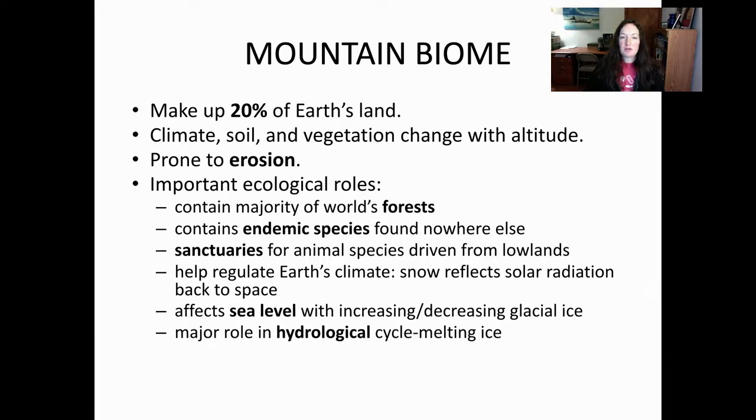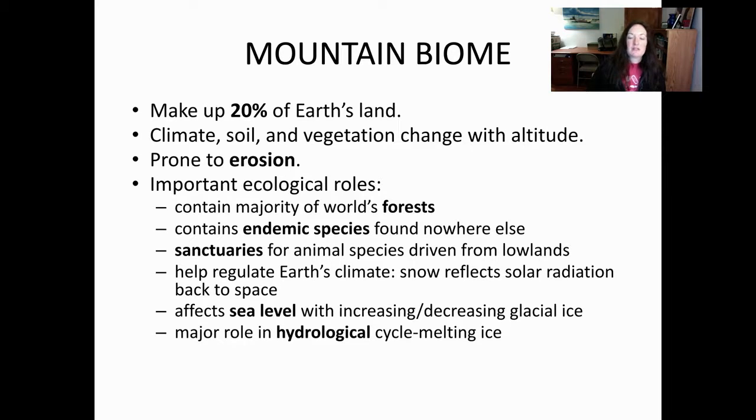There are also endemic species, which are just species that you don't find anywhere else in the world. You find them only in a certain area. And mountains can be sanctuaries for animal species that have been driven out of areas where humans have developed, the lowland areas, foothills. And these mountains can help regulate the climate. With the snow on the tops of mountains, you reflect solar radiation back into space rather than having it absorbed into the earth to then be re-emitted.